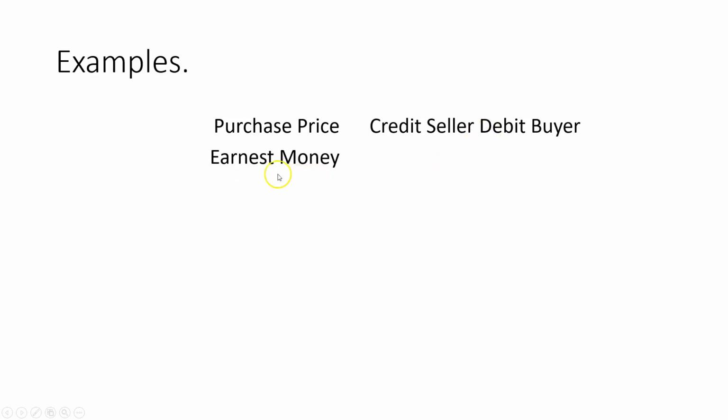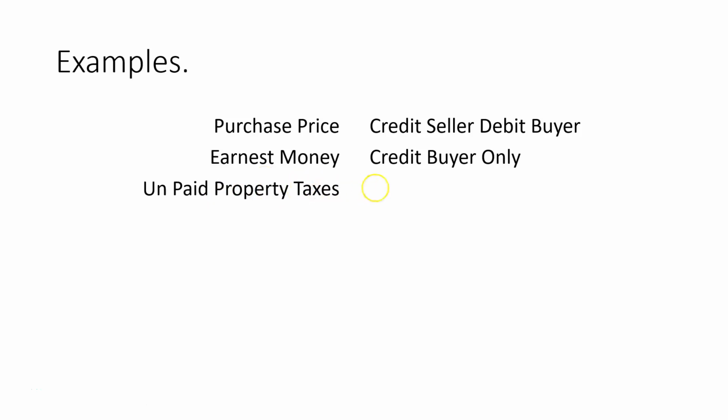Then we have the earnest money. The earnest money comes from outside the transaction, so therefore it's only going to go into one pocket. Therefore it's going to be just credit the buyer only. It's not going to be debit the seller or anything like that. Unpaid property taxes. We've just done that. How's that going to be? The seller has got to pay the buyer for the property taxes that will be paid later on in the year. So it's credit the buyer, debit the seller.